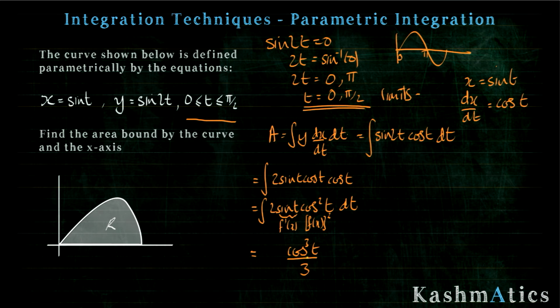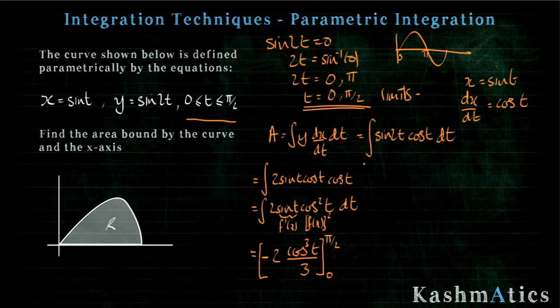Cos t becomes minus sine t, so I need to introduce a minus to get rid of the minus, and then I need a 2 as well. So there is my integral, and my limits are pi over 2 and 0. And all I need to do now is stick in those limits, and I've got my answer.